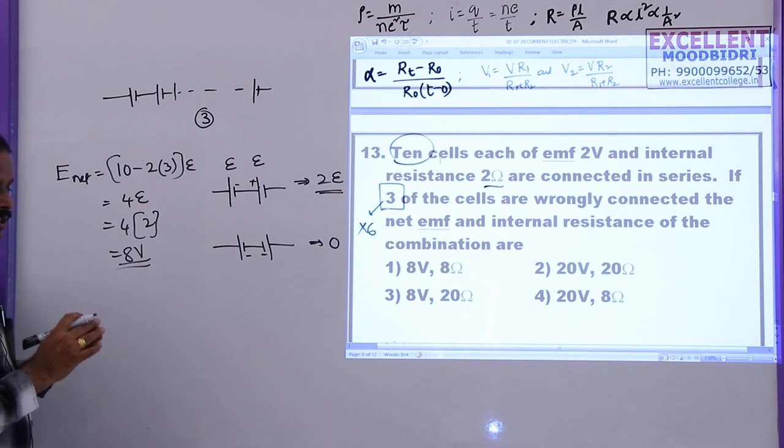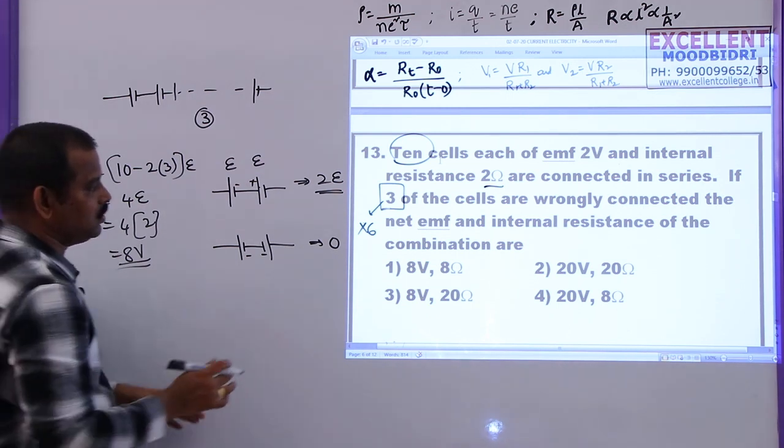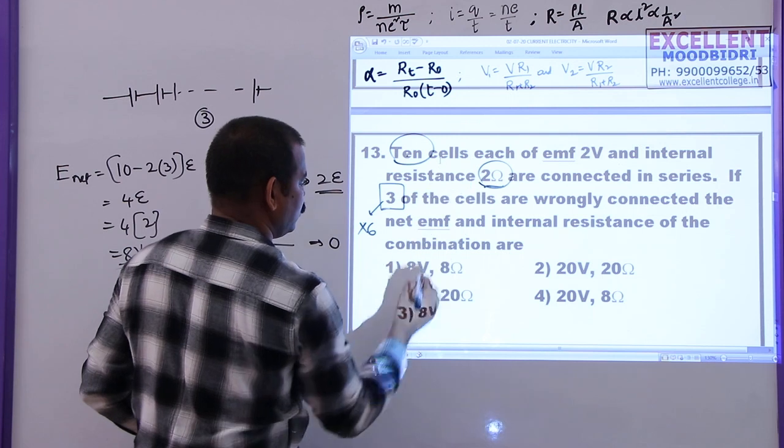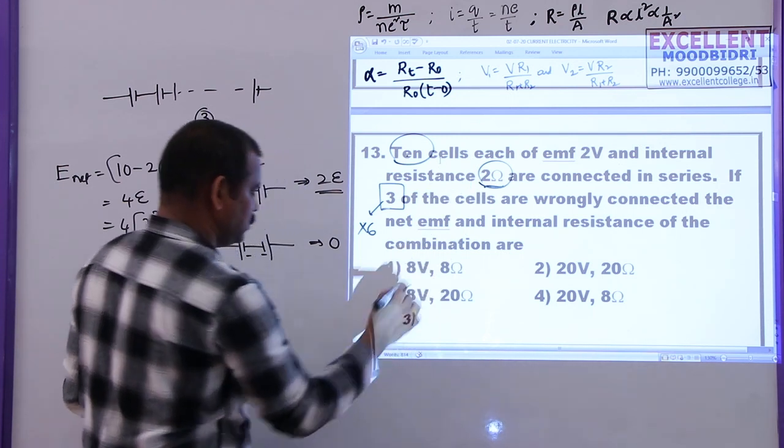But resistance cannot be negative. So each resistance is 2 ohms. There are 10 into 2, 20. So option 3 is correct.